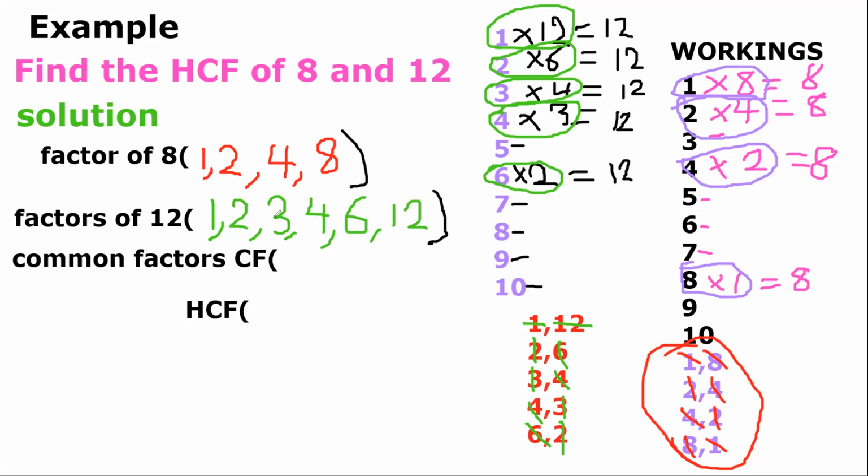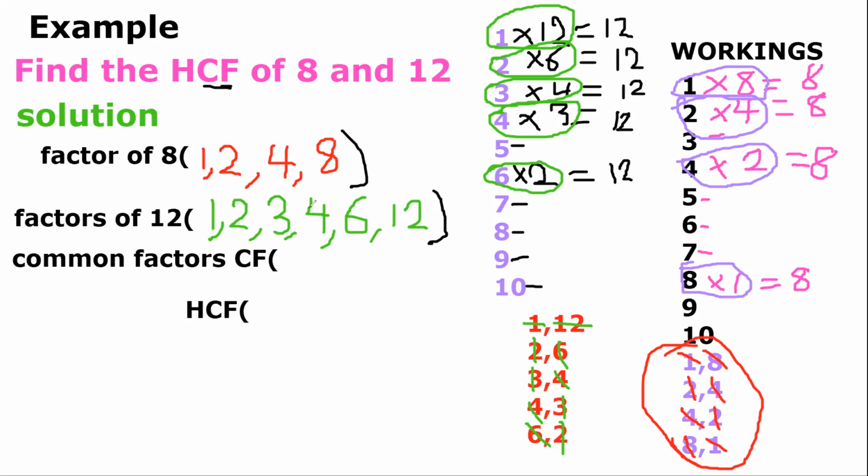Now the factors of 12 are 1, 2, 3, 4, 6, and 12. Now once you are finished with the F, okay, you are now moving on to the CF. The CF means what? The common factors. Remember I said common factors are numbers that appear in both sets. So the set of what? Factors of 8 are 1, 2, 4, 8. The set of factors of 12 are 1, 2, 3, 4, 6, and 12.